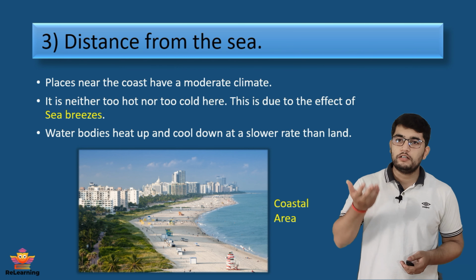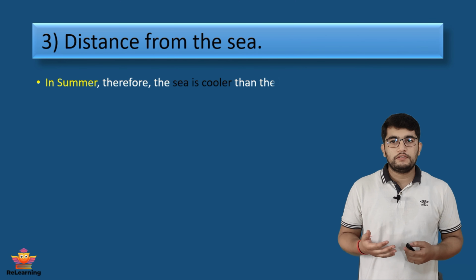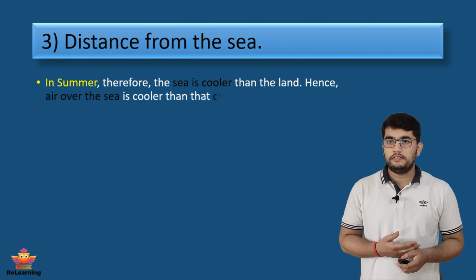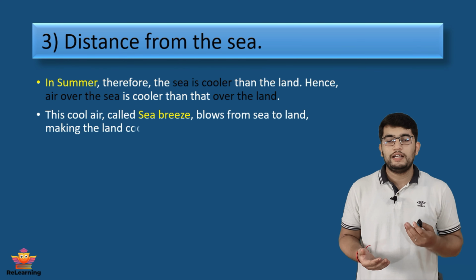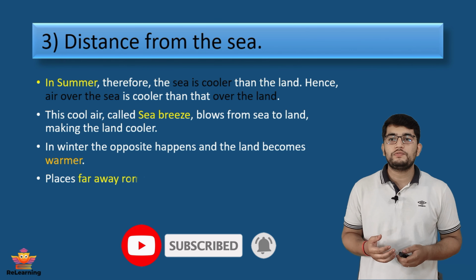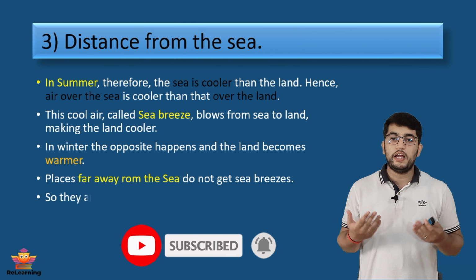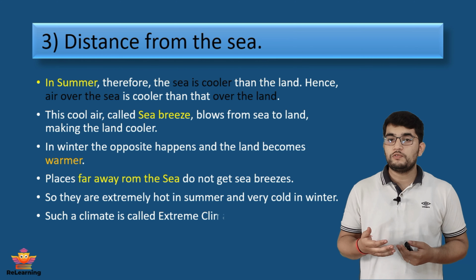Water bodies heat up and cool down at a slower rate than land. In summers, therefore, the sea is cooler than the land. Hence, air over the sea is cooler than over the land. This cool air is called the sea breeze, which blows from sea to land, making the land cooler. In winter, the opposite happens and the land becomes warmer.